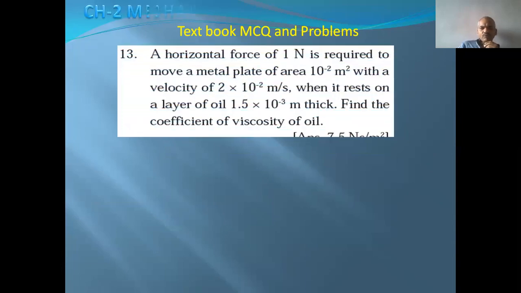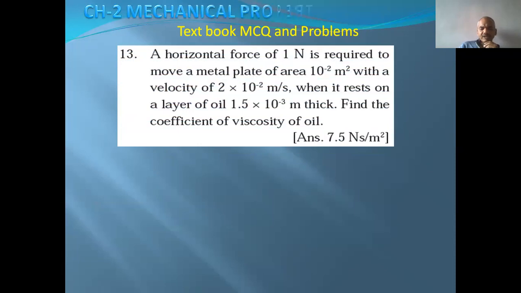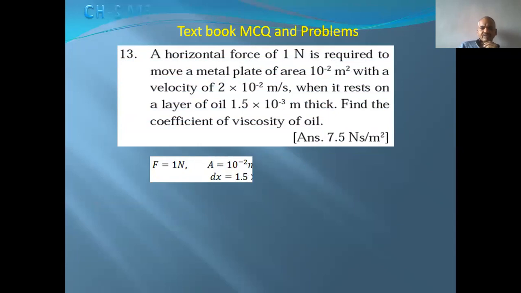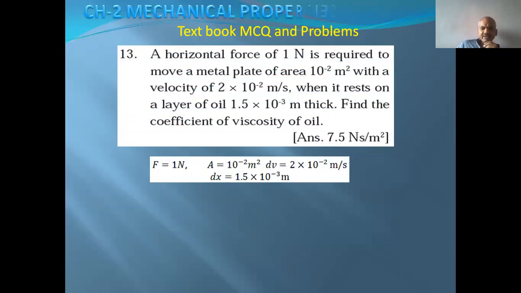A horizontal force of 1 Newton is required to move a metal plate of area 10 raised to minus 2 meters square with a velocity. Here, horizontal force F is equal to 1 Newton. The metal plate has area A, 10 raised to minus 2 meters square, with a velocity of 2 into 10 raised to minus 2 meter per second. This horizontal plate rests on a layer of oil whose thickness is 1.5 into 10 raised to minus 3 meter. Means the upper layer of this layer of oil is moving with 2 into 10 raised to minus 2 meter per second, while the lower layer of the oil is at rest.